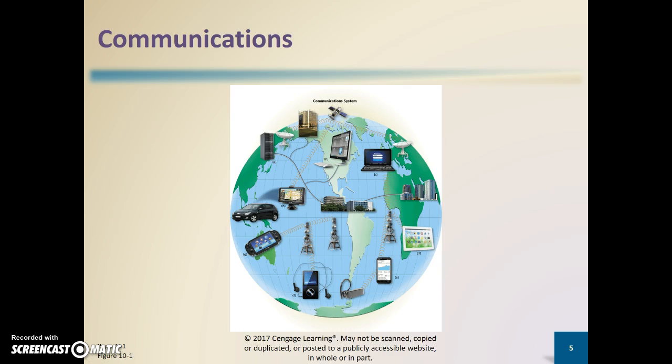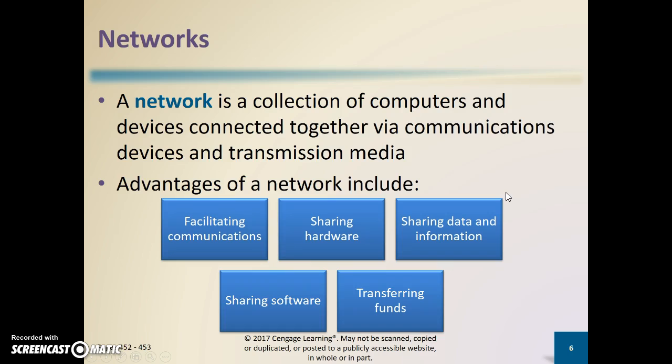So here we have a diagram of various forms of devices that send and receive data, and the transmission media can be wired or wireless. You learned about networks in Chapter 1, which introduced you to a wide range of topics, and so this is really a review: a network is a collection of computers that are connected together, and they use some kind of communication device and transmission media.